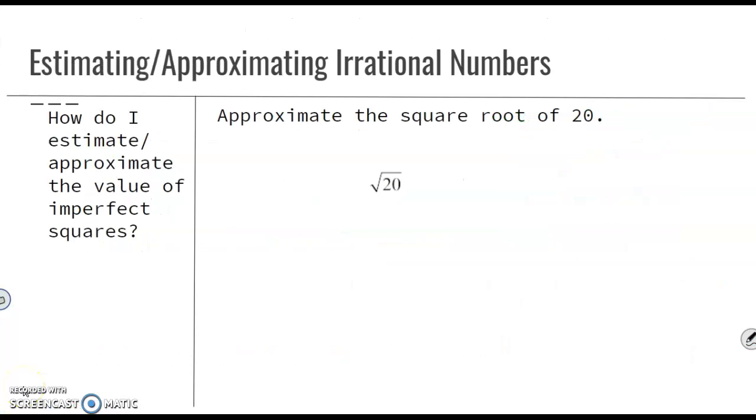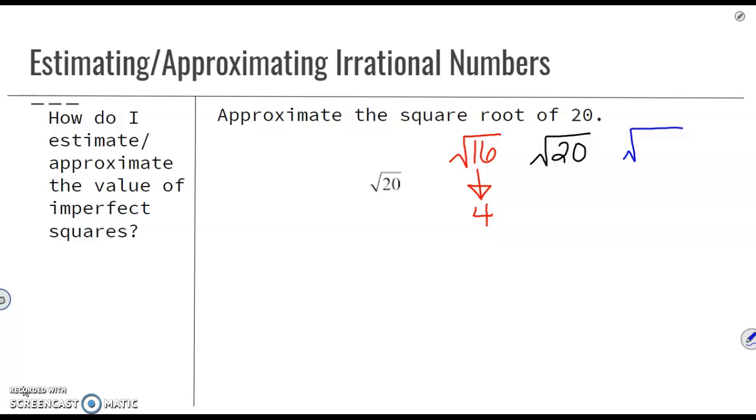Now we're going to find the approximate square root of 20. The first thing I need to do is find a perfect square lower than 20 and a perfect square higher than 20. My lower perfect square will be the square root of 16, which is 4. My higher perfect square will be the square root of 25, which is 5. This tells me that the square root of 20 is between 4 and 5.